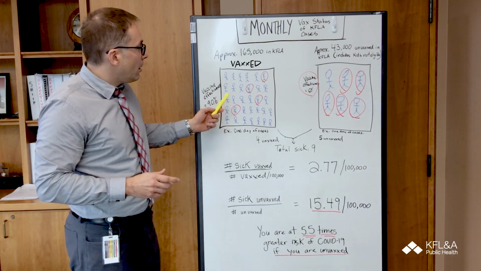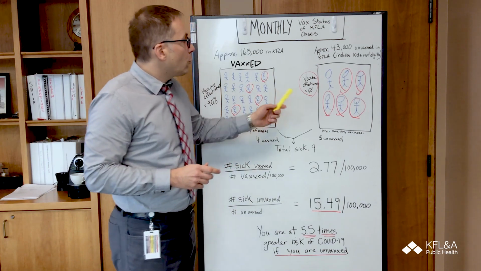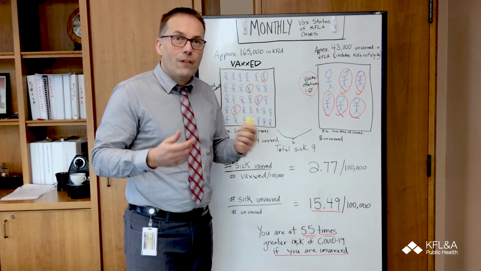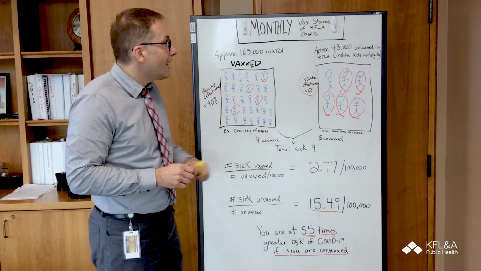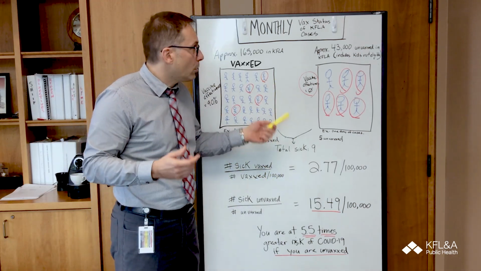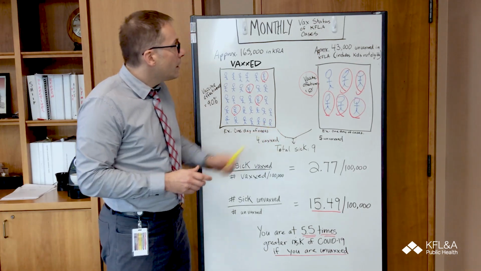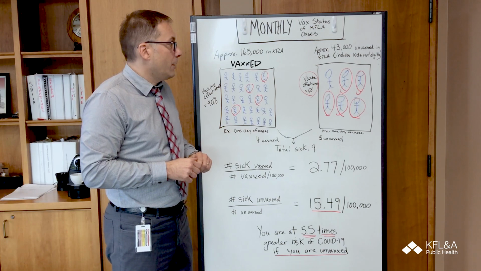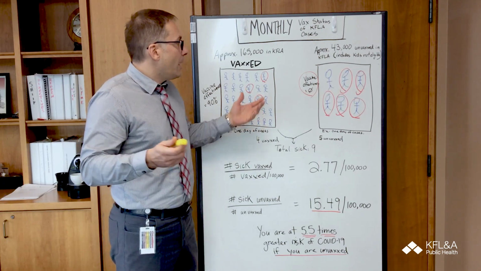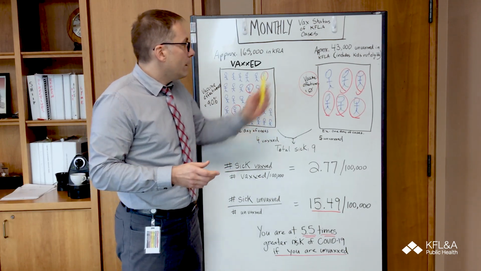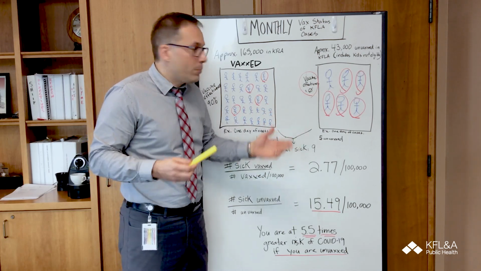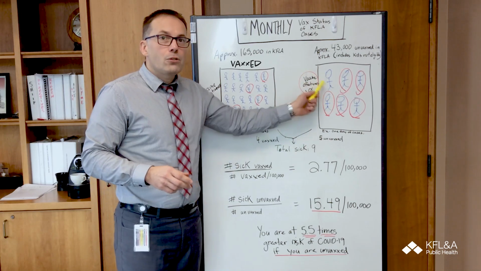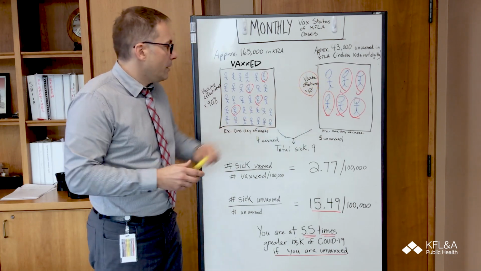Contrast that to a group of approximately 43,000 unvaccinated individuals in the KFL&A region, and that also includes children who are not yet eligible to receive vaccine. That entire group of unvaccinated individuals is considered to be at risk for disease. Their vaccine effectiveness in this group is 0 because they have not received vaccine. And from that group, you'll also see a number of cases on a daily basis.